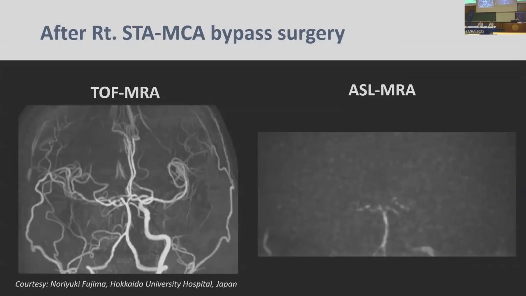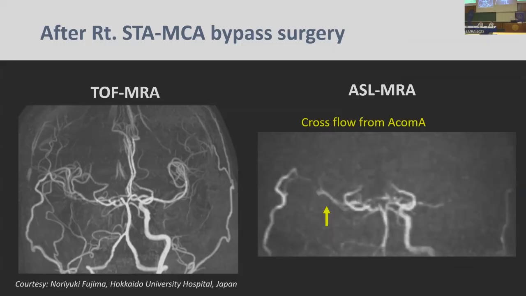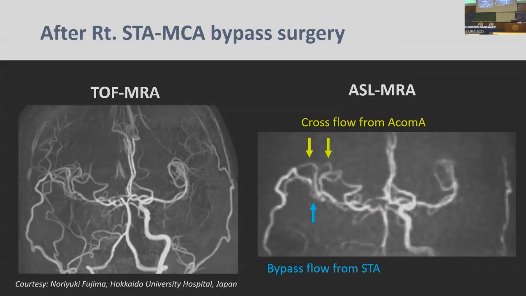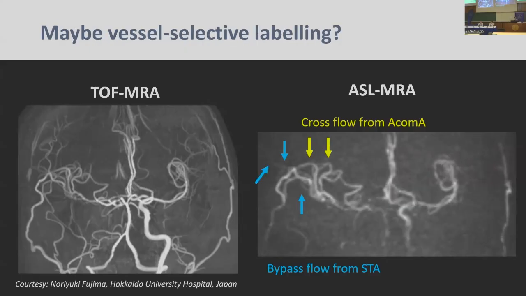So this image was acquired after STA-MCA bypass surgery, and on the right-hand side, ASL MRA shows a flow from the ACOM artery first, which is followed by bypass flow from STA. But I think this is a little too complicated to distinguish blood flow from the ACOM artery or bypass flow. In such a case, vessel selective labeling would be very useful.